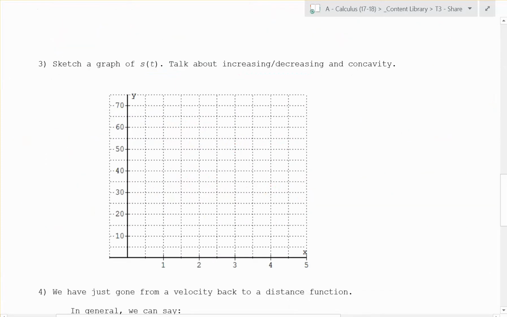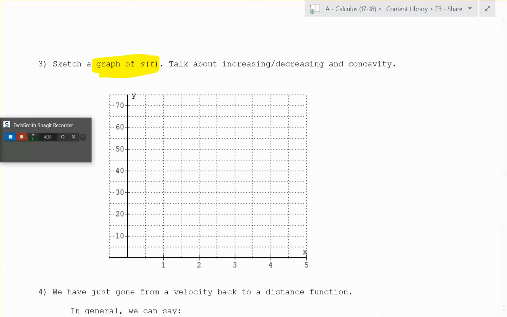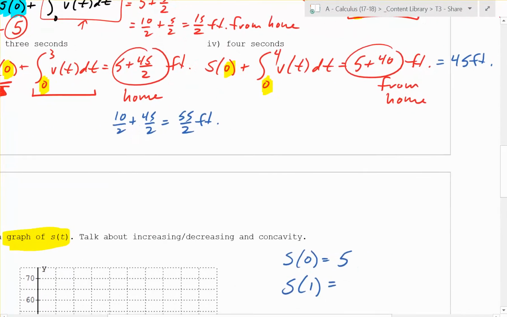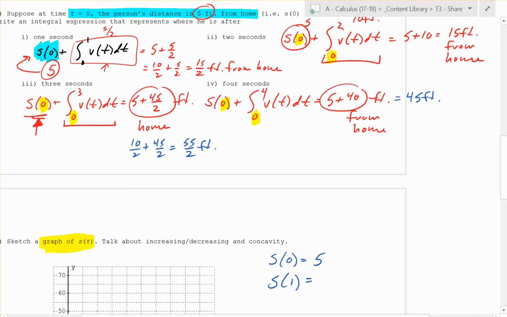Now in this question, it's asking to sketch a graph of s of t. This is the position. So we know that at time equals 0, where is this person? So we need to just write out the points. We know that when t is 0, so this is s of 0, it told us above that it's 5. And we know that the position at 1, what was it? We can write out these values here. We know the position at 1 was 15 over 2. These are all in feet.